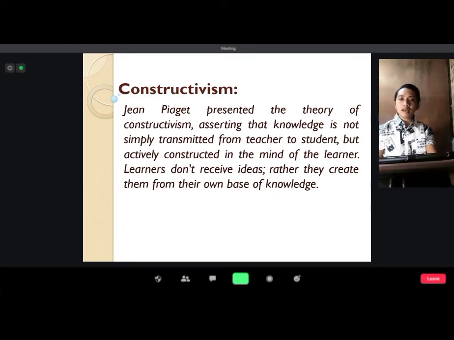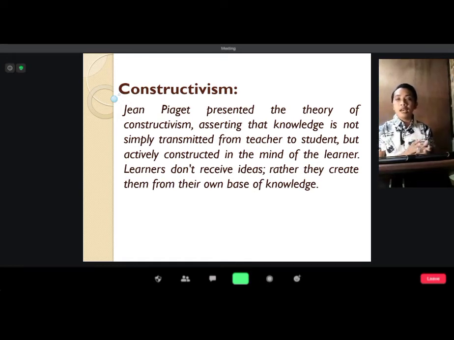Under naman dito sa constructivism, this theory is presented by Jean Piaget, which asserts that knowledge is not simply transmitted from teacher to student, but actively constructed in the mind of the learner. Learners don't just receive ideas, rather they create them from their own base of knowledge. After reading a certain book, you will construct knowledge based on that material. So that is constructivism.